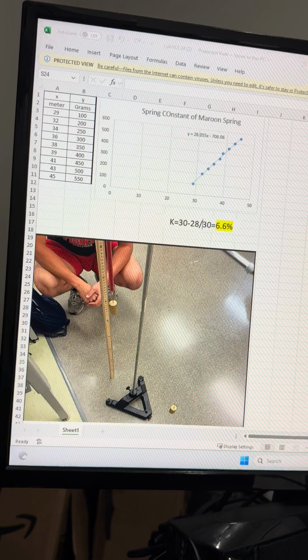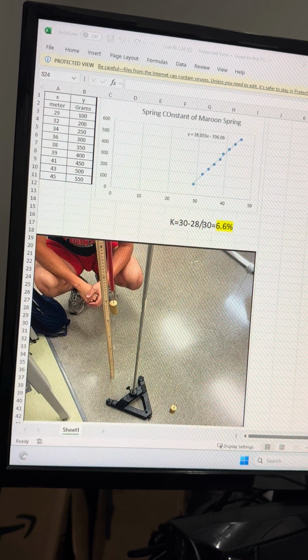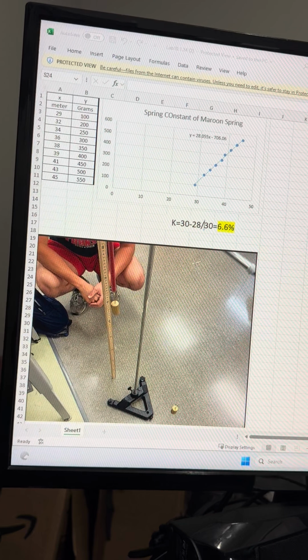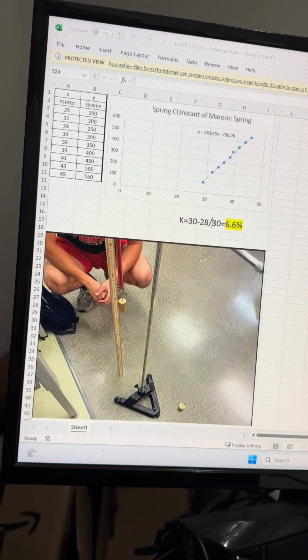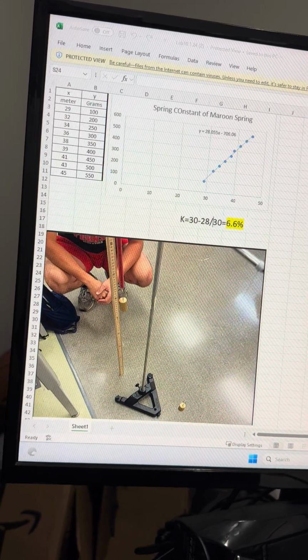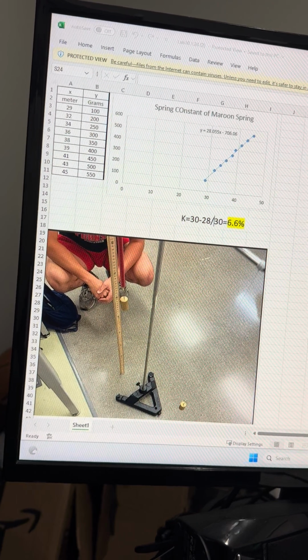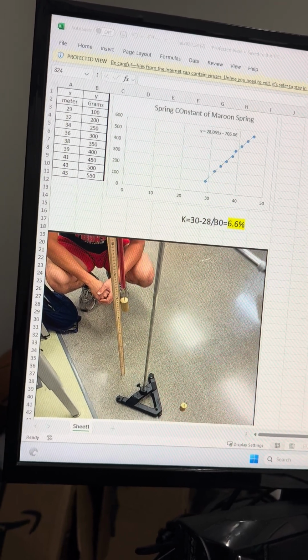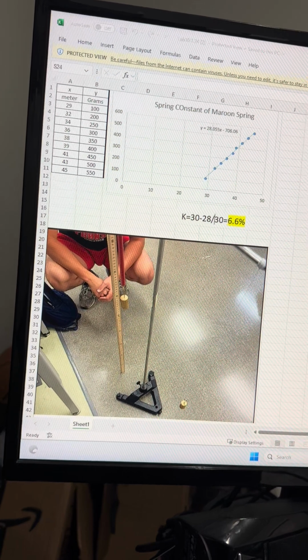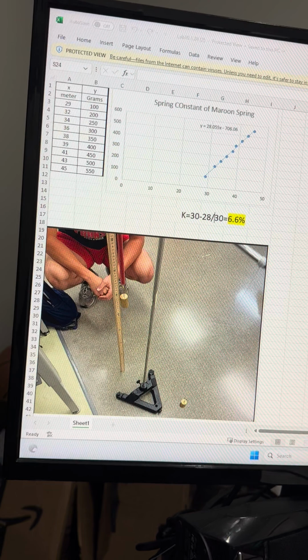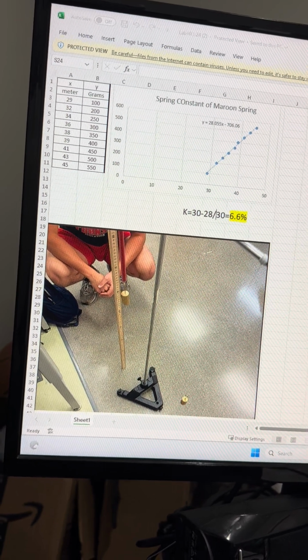So if we started at 50 meters and we added the 100 grams, it went from 50 meters to 29 centimeters. And then when we added the 200 grams, that went down to 32. That's how we found out the K. So there was actually the initial on how far down the spring went. So that was the lab for this one here.